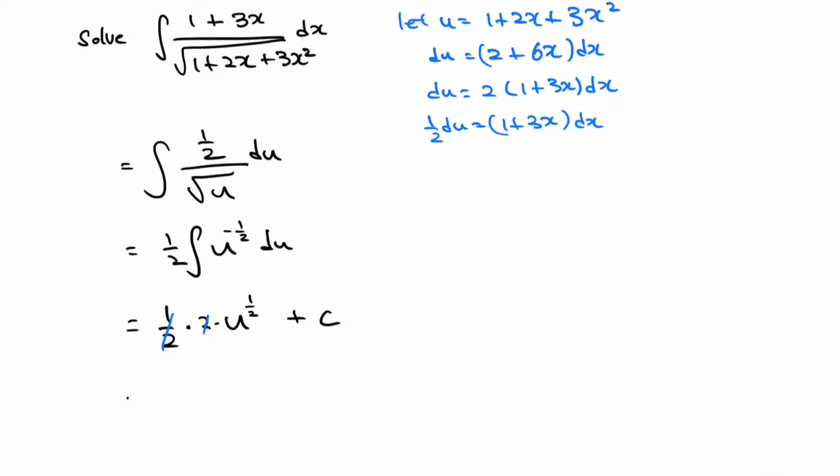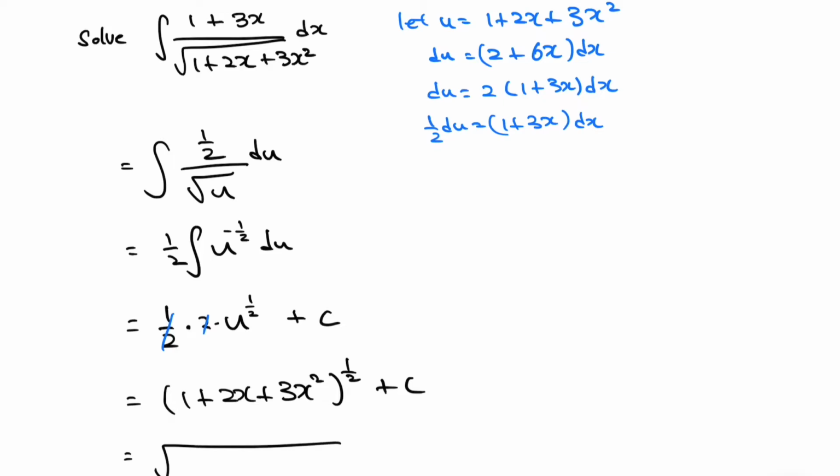And as for my last step, I'm going to substitute our x back into our equation. Then we will have (1 plus 2x plus 3x squared), all of that to the power of half, plus c. And to me, this is already a good final answer, but some may want to express that with the radical sign. And that's fine as well. And this is our final answer.